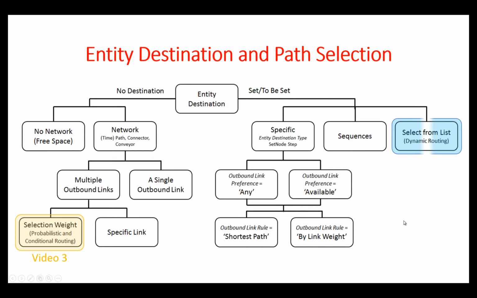We're going to talk about routing using node lists and dynamic routing in the fourth video of the module, which again is a case where the destination node is set. However, the destination node is selected dynamically as the simulation is running. In the fifth video of the module, we're going to talk about routing using sequence tables, where the entities need to visit a predetermined sequence of nodes. So again, we know what the destination node for the entities will be as entities move through our model.